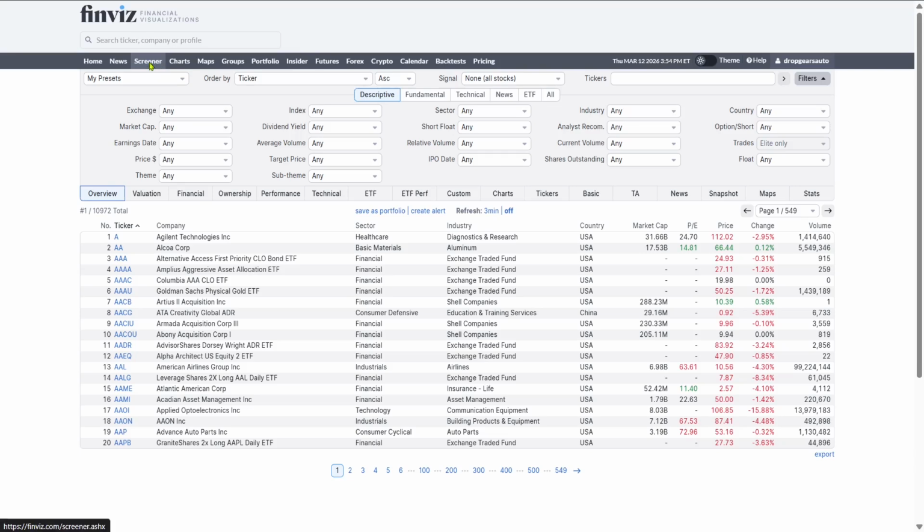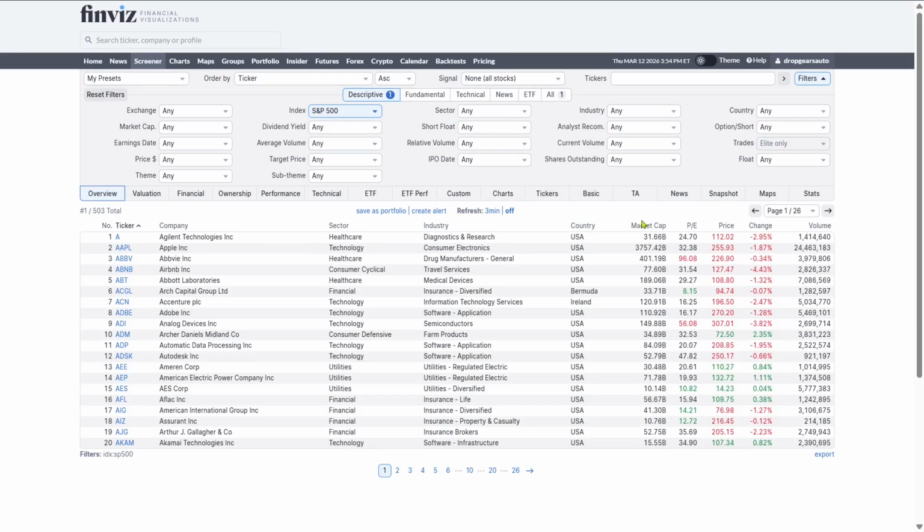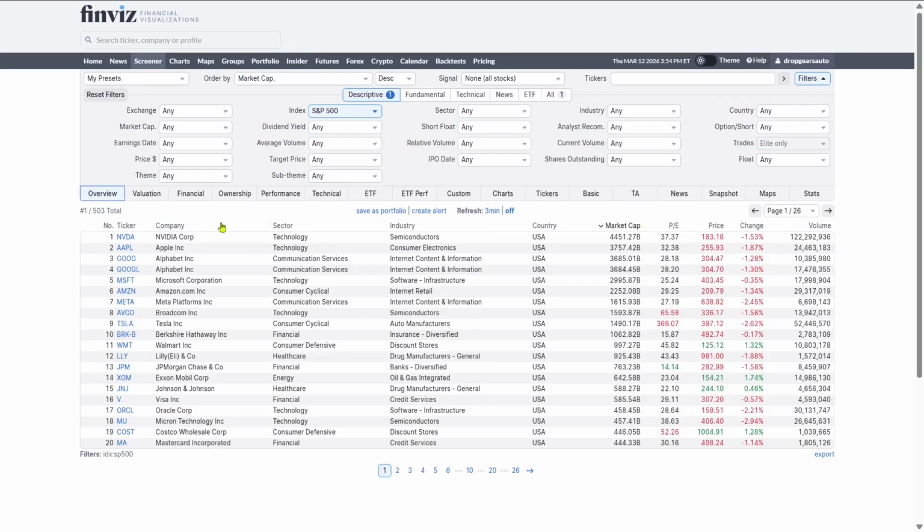To focus our search, we will apply a filter to show only S&P 500 constituents. Go to the Filters drop-down, select the Descriptive tab, and set the index filter to S&P 500. We now have a targeted list of the most influential companies in the US. FinViz is an incredibly powerful tool that allows us to rank stocks based on both quantitative, data-driven, and qualitative, characteristic-driven fields.